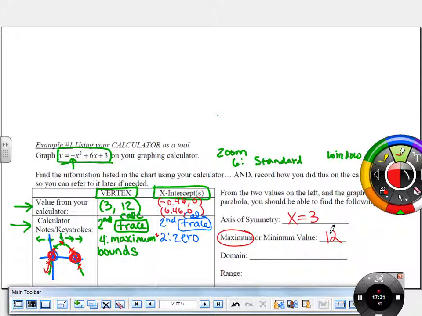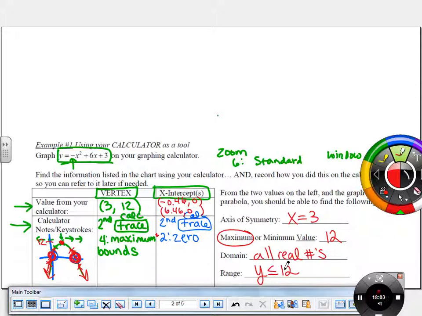The domain, like all the parabolas that we studied, is all real numbers because we can plug in any x value. And the range in this case, our graph travels forever downward, so we don't have to worry about that. But the highest point it reaches is that point that was up there at 12. So all of the y values are lower or equal to 12. So the range is going to be y is less than or equal to 12.